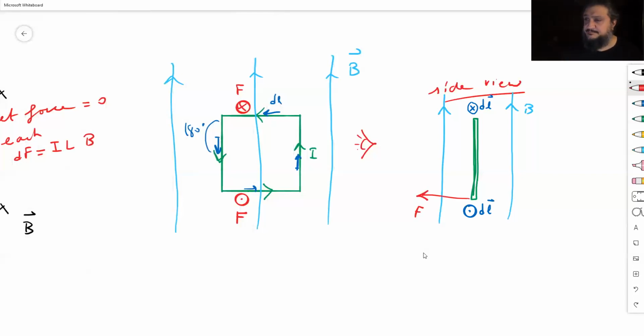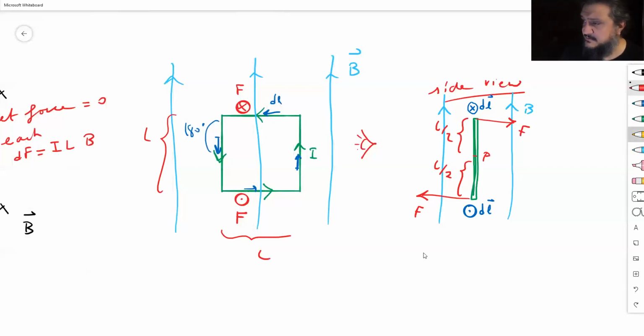Repeat it for the top part. dl is into the page. B is up. Force will be to the right. Okay, this is the front view, that's the side view. But what happens now? If the length of the thing was L, pick this point in the middle, call it P. You have half of that here and the other half at the bottom. And the line of action is this. Here's the pivot point. The shortest distance between the two is by definition the lever arm, L/2.